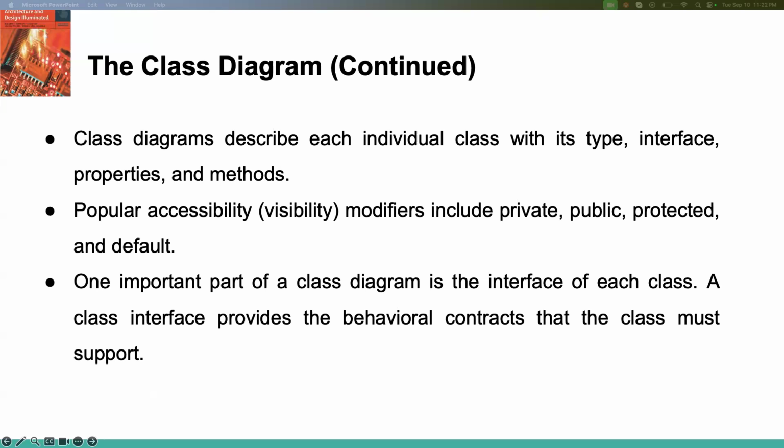Class interface, an important part of the class diagram, is the interface. A class interface defines the behavioral contracts that a class must support. It specifies what methods a class must implement without showing how they are implemented. This is crucial for ensuring different classes interact in a predictable and consistent way.